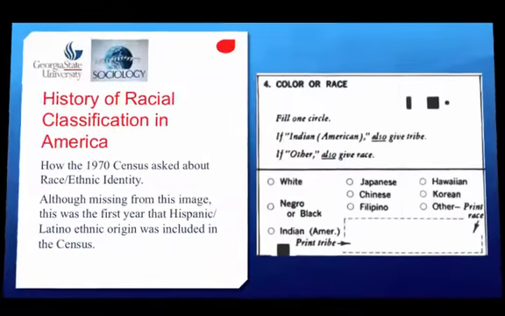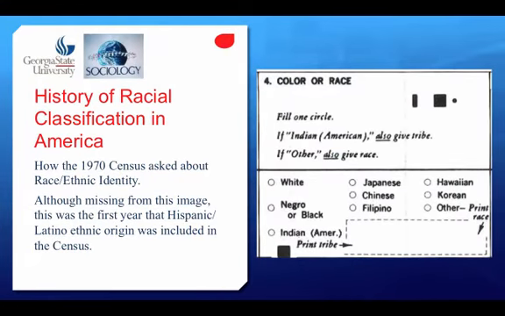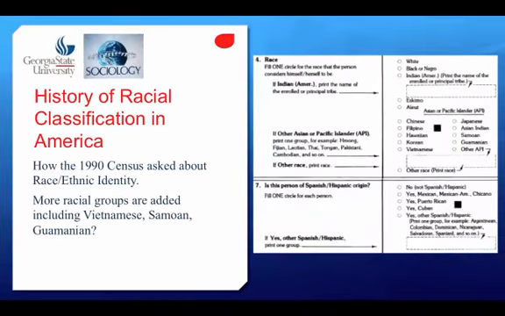In 1970, you have this type of census choices here. This is the first year that Hispanic or Latino ethnic origin was included in a census, so this distinction between race and ethnicity was coming to the forefront at that time. And then in 1990, you can see that there are more groups added. Groups such as the Vietnamese, Samoans, and Guamanians were all listed as specific categories of Asian Pacific Islanders, for example.